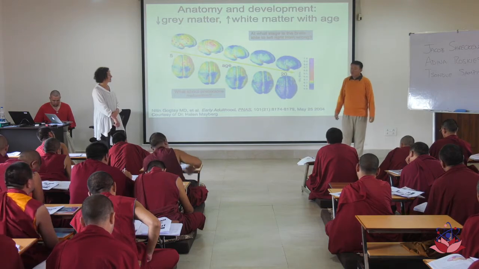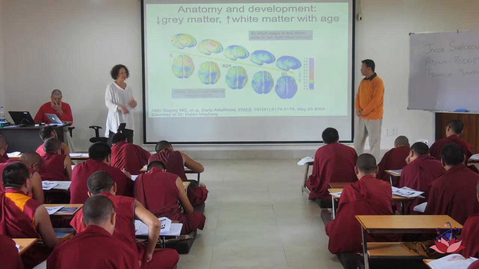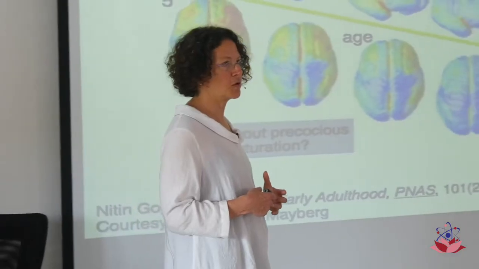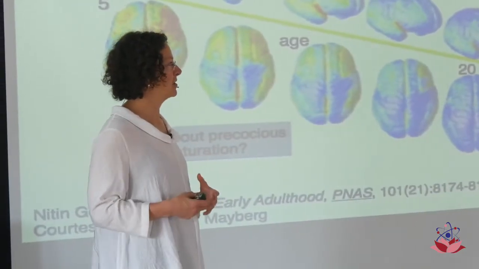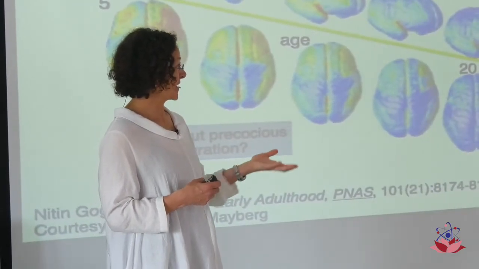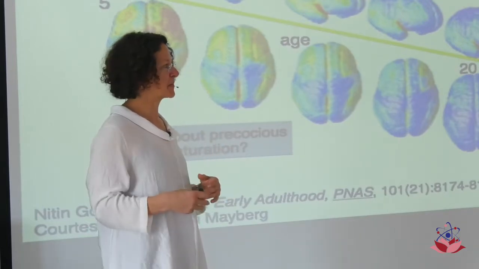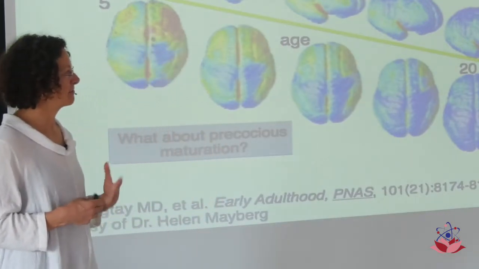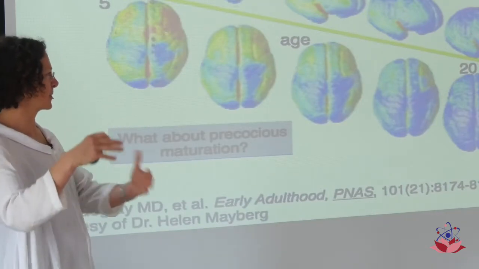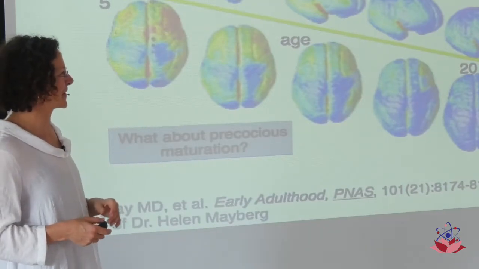So if you do tests of executive control or impulse control, the things that the king would say, people get better until their mid-20s. And then it's stable before you start getting too old.